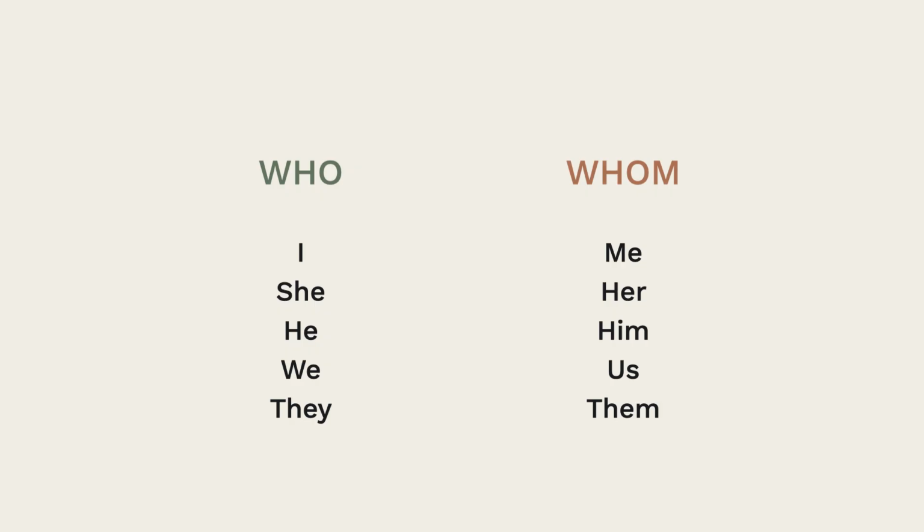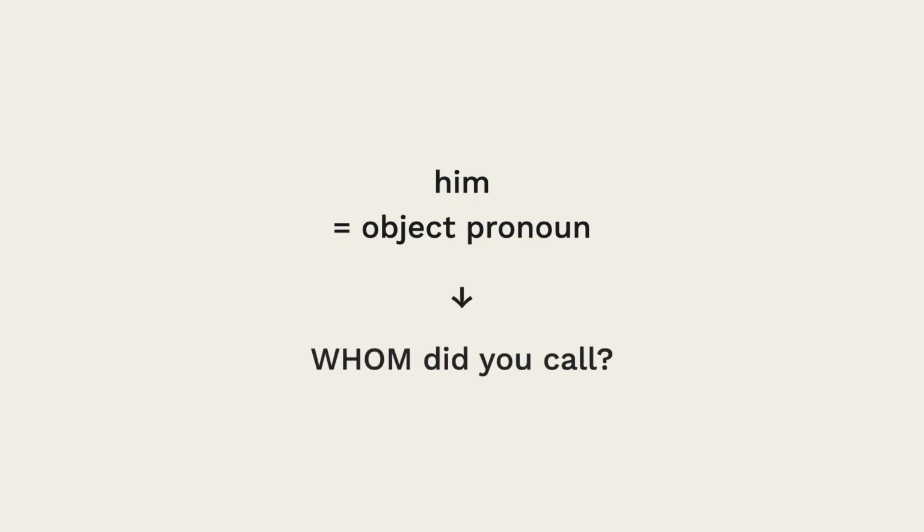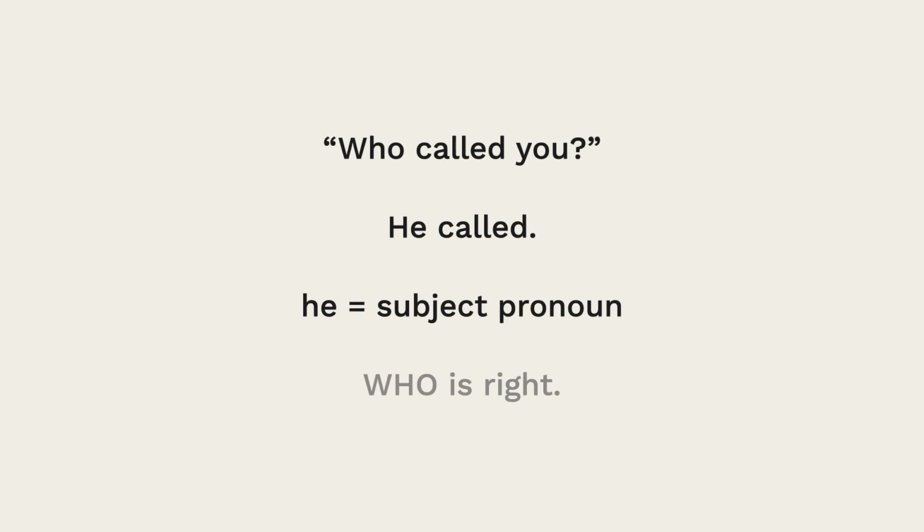For example, start with the question, who did you call? Now, test it. Replace who in the answer with a pronoun. I called him. The pronoun there is him, an object pronoun. So that tells you the more appropriate form would be, whom did you call? Now, compare that with, who called you? Answer, he called. The pronoun there is he, a subject pronoun. So who is right there. It's a surprisingly useful shortcut.